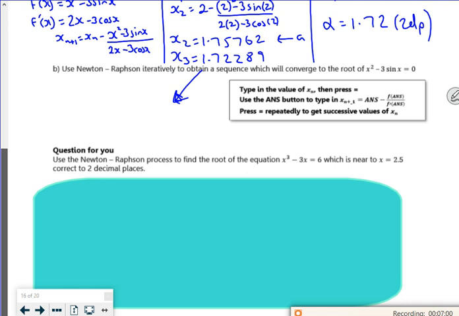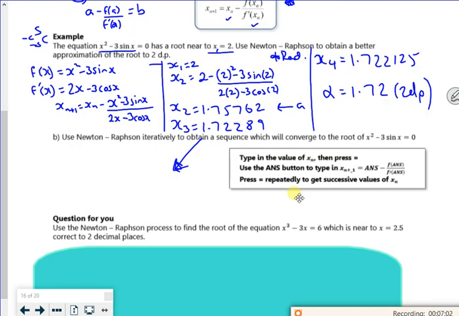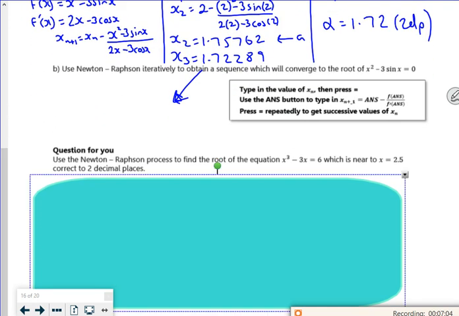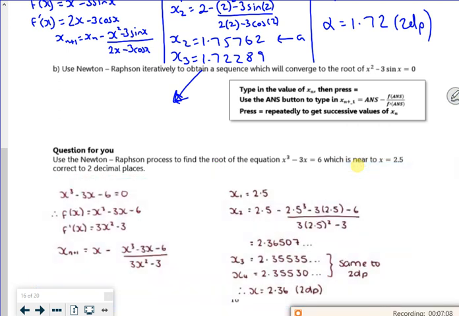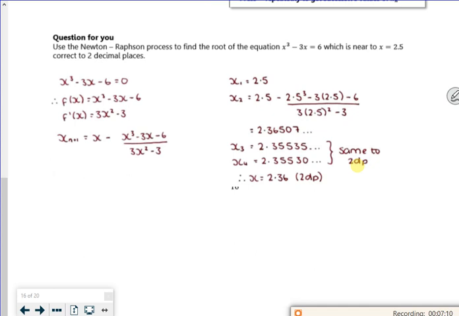And then I've got another one for you to try. There's one for you to do. So it's always good to show this the first bit.